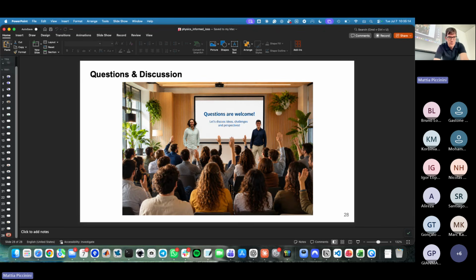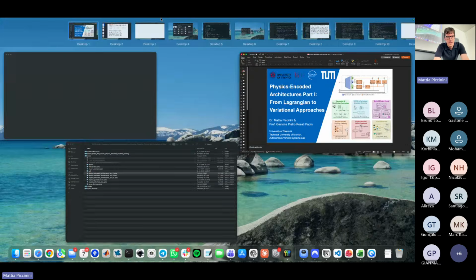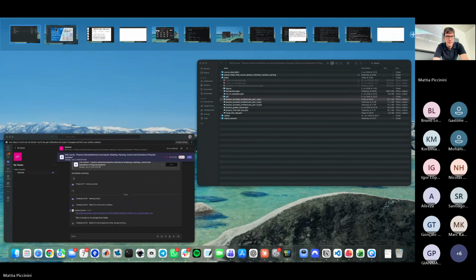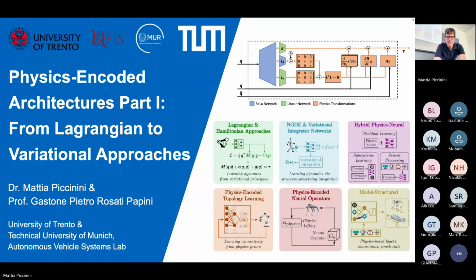And we can maybe start with the physics encoded part. Again, if you have questions, feel free. Otherwise, we can start with the third category of approaches, which is physics encoded architectures.